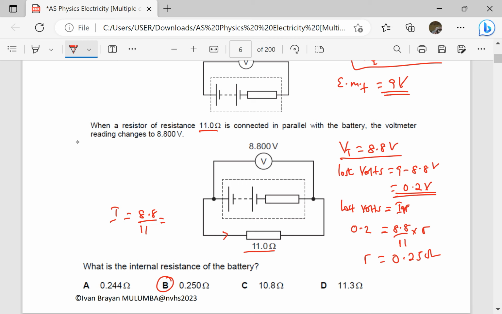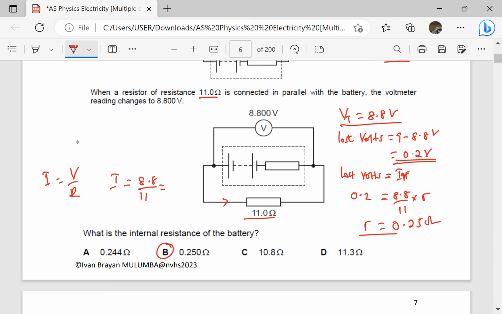So we had to find the current, because we know the current is the same through the battery and the fixed resistance of 11 ohms. Then we used Ohm's law where I is equal to V divided by R. That gave us 8.8 over 11. So I substituted for the current and we were able to find the internal resistance as 0.25.